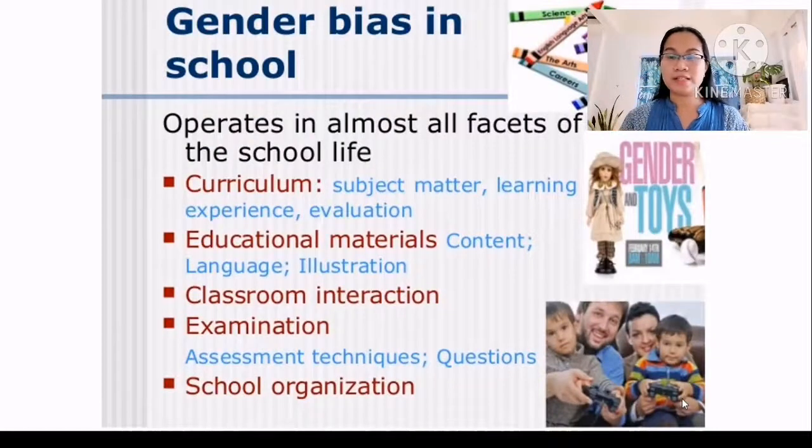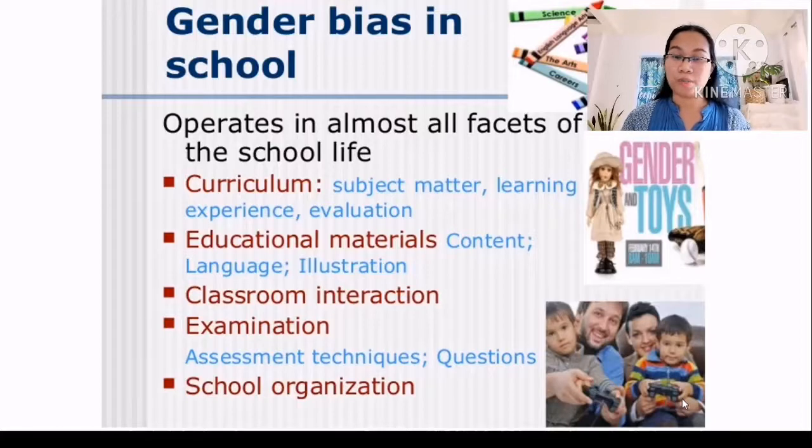Okay, I will just give some examples of gender bias in school. It operates in all facets of school life. So we can look into the curriculum, the subject matter, the learning experience that we are giving our students, the evaluation procedures that we are using, the educational materials. Sa educational materials pa lang, we can look at the content, the language, the illustration, the classroom interaction.